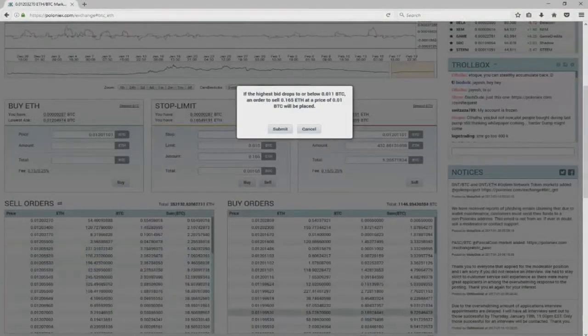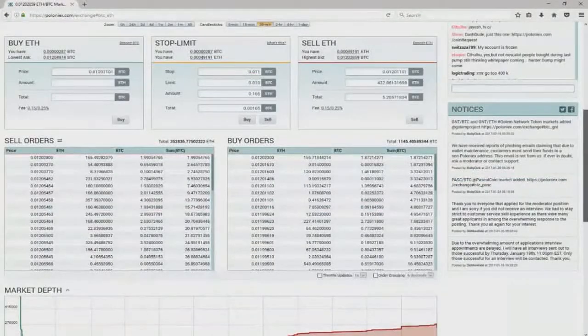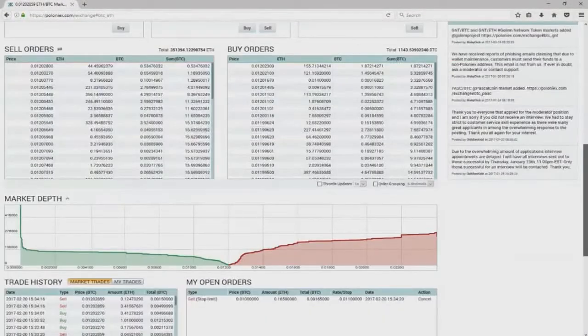So it's showing me if the highlight bid drops to or below 0.011, in order to sell 0.165 ETH at a price of 0.01 BTC will be placed, right? So that'll ensure that my order gets executed with the least amount of slippage, because sometimes if the market's moving fast and you have a big dump, your order might not get executed at all. So that's what that stop limit is for. So I'm just going to cancel this.